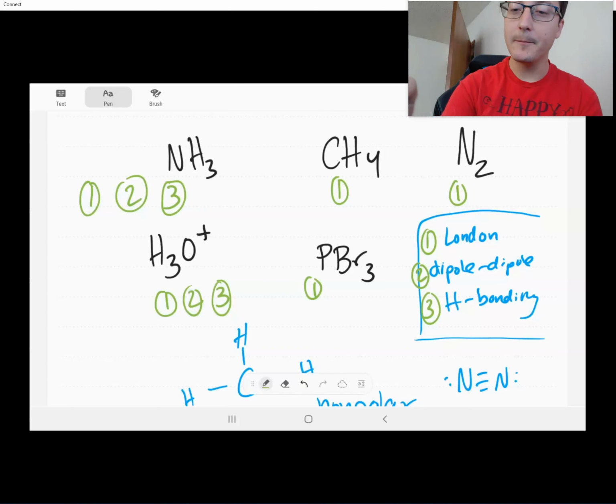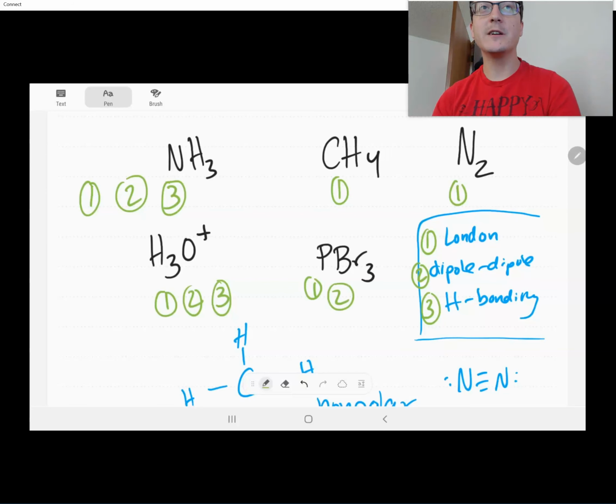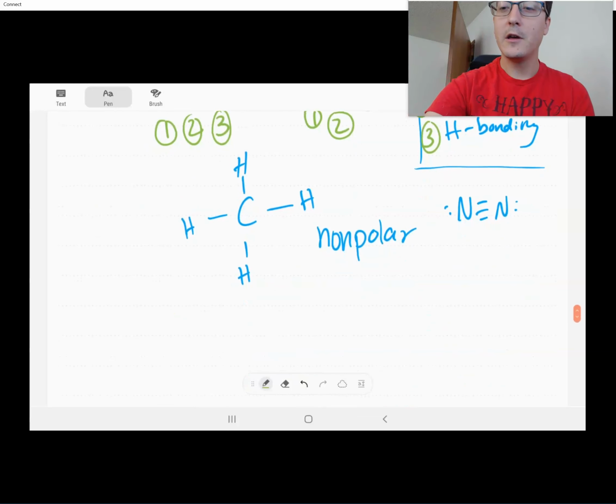One and 2, I agree. Obviously it cannot do hydrogen bonding because there's no hydrogen there. So that should hopefully give that away. And if you did the Lewis structure, you'd see it would be trigonal pyramidal, which will always be a polar molecule, right?